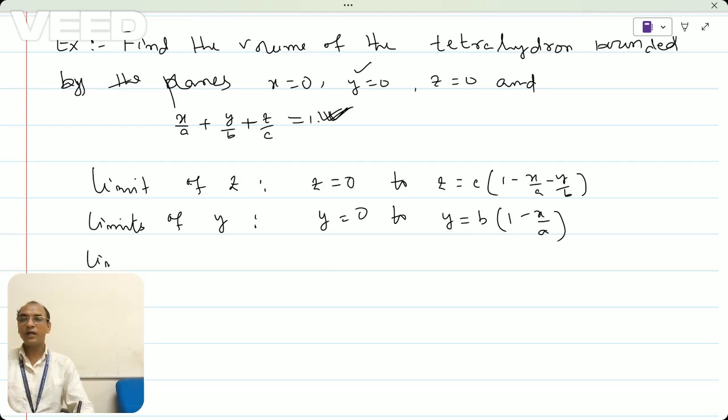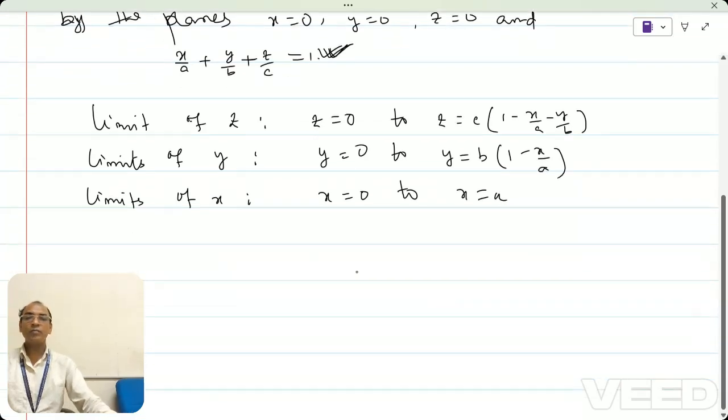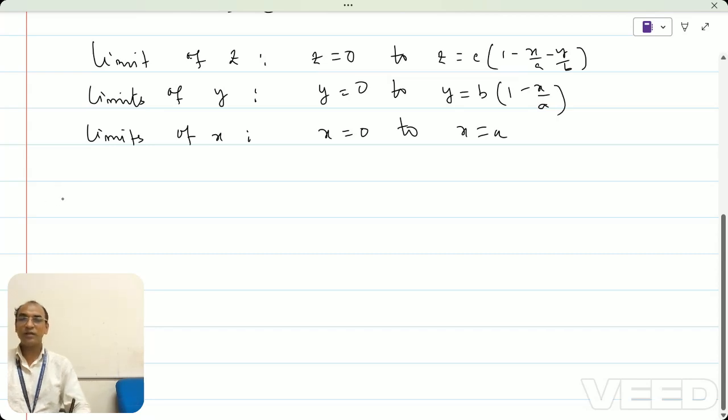Now, while finding the limits of x, what do we do? Already one limit of x is given, x equal to 0. You have already found the limit of z in terms of x, y, and the limit of y in terms of x. Now you put y equal to 0 and z equal to 0, and find the limit of x. If you put that value here, x will be equal to a. And now my triple integral will be like this.